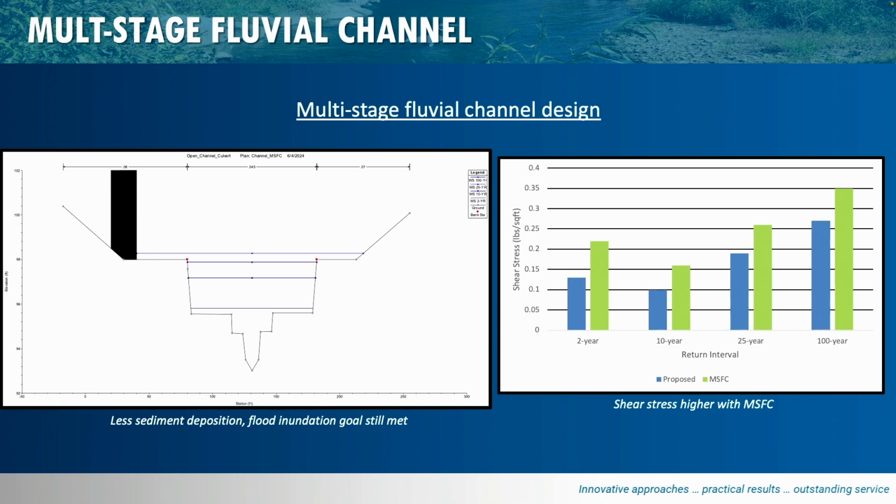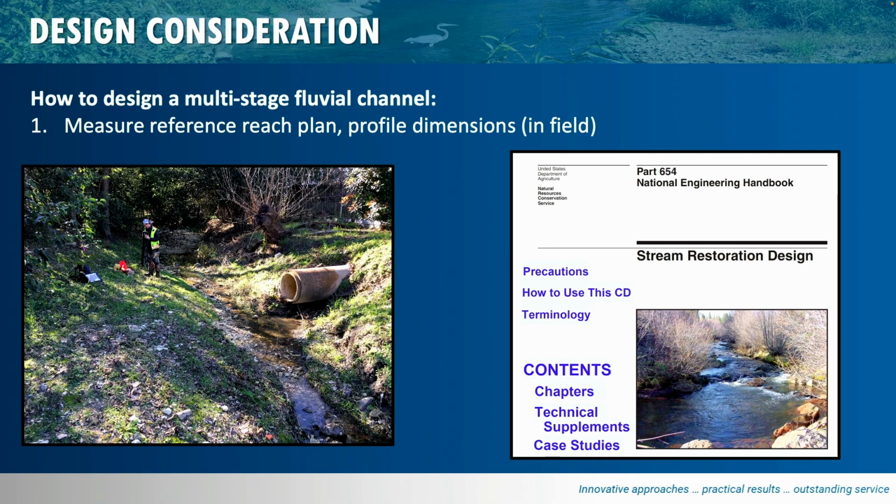So the bars in green are the multi-stage fluvial channel, and then the proposed conditions are just the open flood conveyance only design. So this is an iterative approach, and we have to understand what our sediment is in our system and what shear stresses we need to move the sediment through our system, and how to set our design about that. Now, this is the other design consideration to ask your design professionals, or if you're a design professional yourself, consider this in your flood mitigation designs.